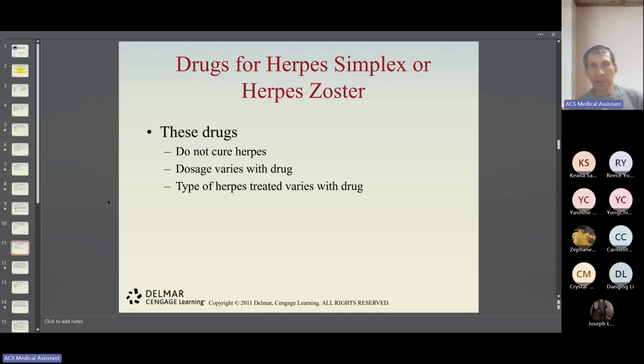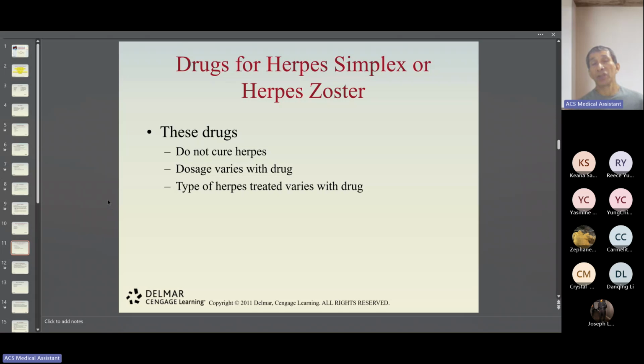So here it is once again. These drugs, meaning the drugs used for treatment of herpes, whether it's simplex or zoster, do not cure herpes. Remember, none of these antiviral medications cure viruses. There is no such thing. Otherwise, can you imagine? We would already have the cure for HIV. HIV is a viral infection. We don't have a cure because it's a viral infection. Viral infections do not have a cure.